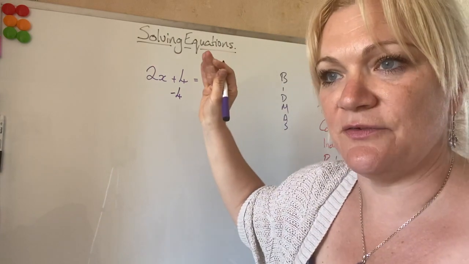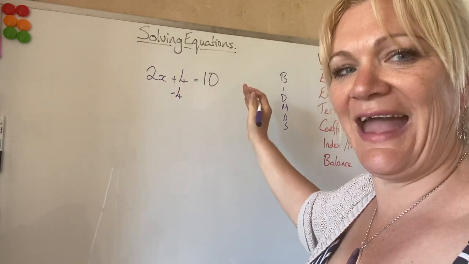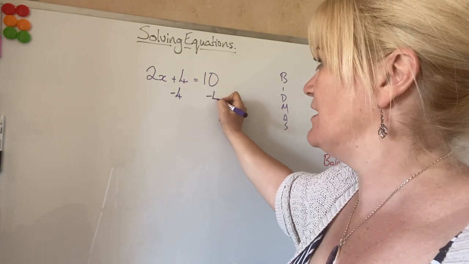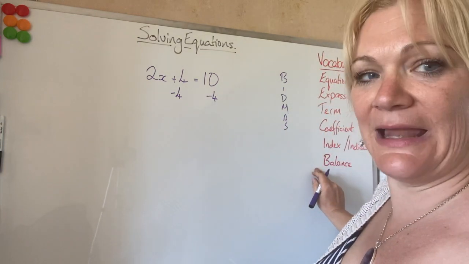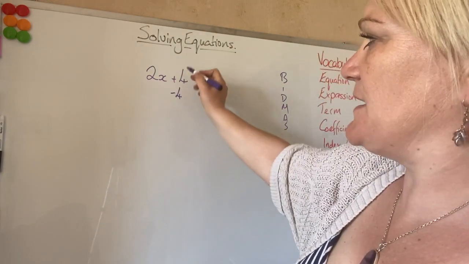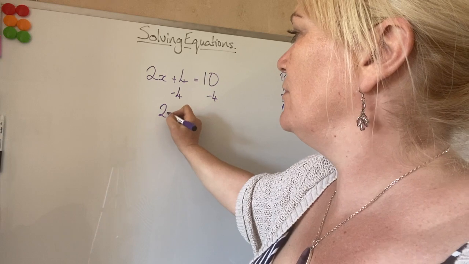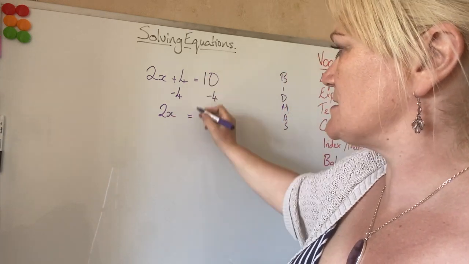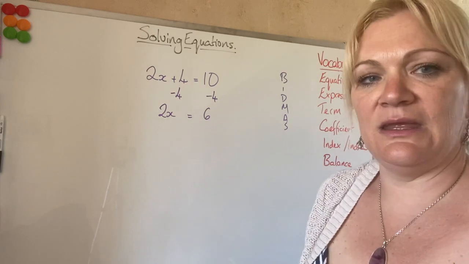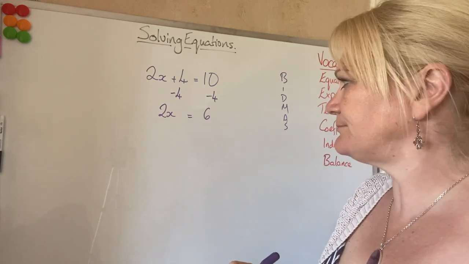And if I subtract 4 from that side of my equation, I have to subtract 4 from this side of the equation. I have to keep it all balanced. It's very important. So 2x plus 4, take away 4, we're left with just 2x. I keep my equal signs lined up. 10 take away 4 is 6.